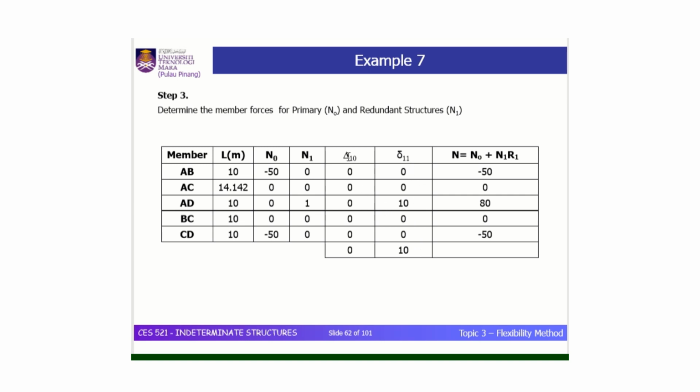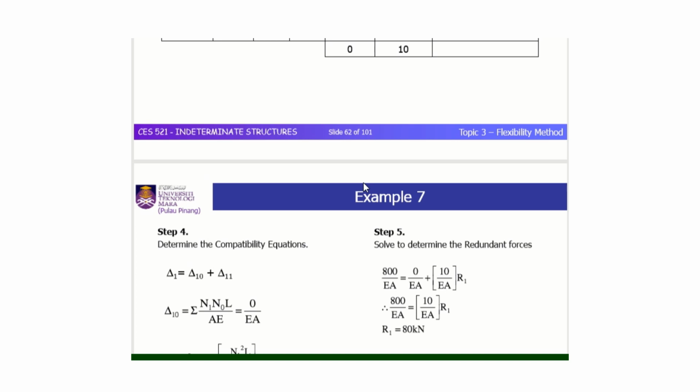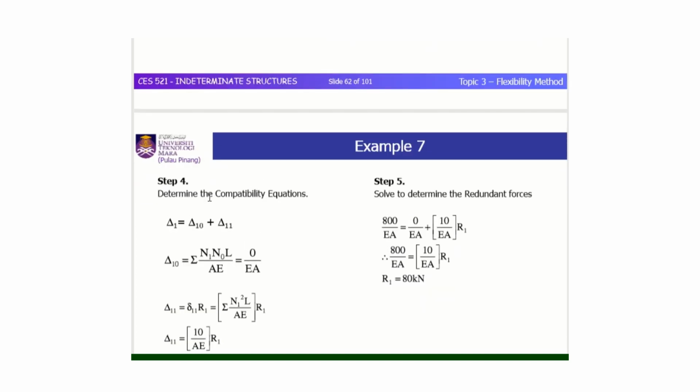After you have calculated your displacement, you apply the compatibility equation. This is the compatibility equation when your DOI equals 1. When your DOI equals 1, it means you have one unknown, and that's why there is only one equation: one equation to determine one unknown. Delta 1 means the displacement at D in X direction for the actual structure. Delta 10 means the displacement at D in X direction for the primary structure, plus delta 11, which means the displacement at D in X when you refer to redundant number 1.